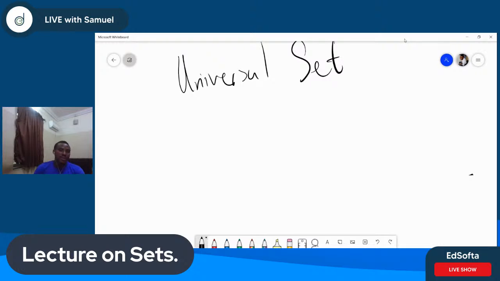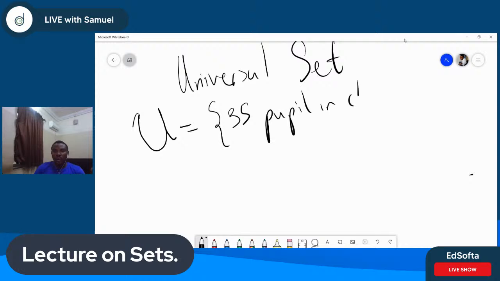A universal set is usually denoted with this symbol U. So if you have a set of 35 pupils in a class, the discussion you are trying to have is about the class, and there are 35 pupils. So that class is a what? A universal set. You are not discussing outside the class. Anything outside the class is none of your business, but everything inside the class is under that universal set.